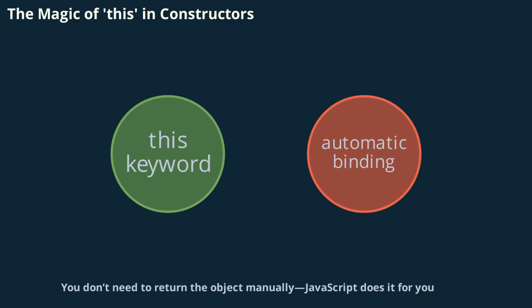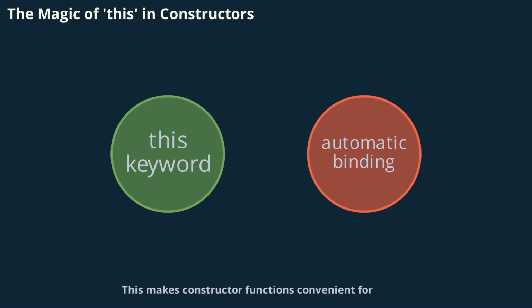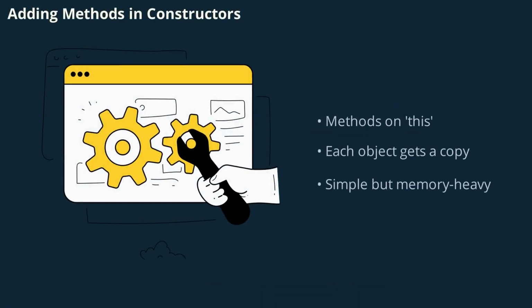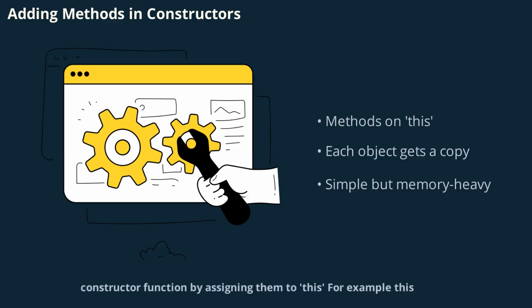You don't need to return the object manually. JavaScript does it for you. This makes constructor functions convenient for creating objects with shared structure and behavior. You can add methods directly inside the constructor function by assigning them to this.